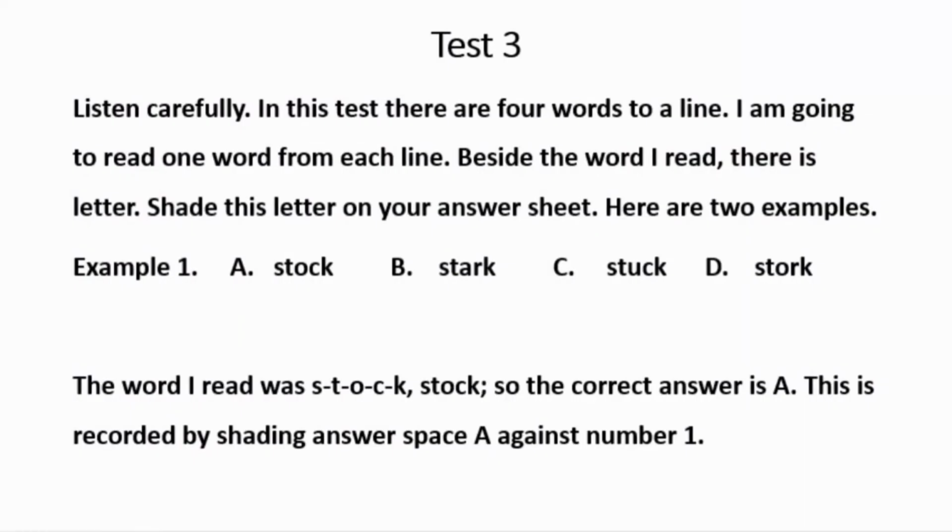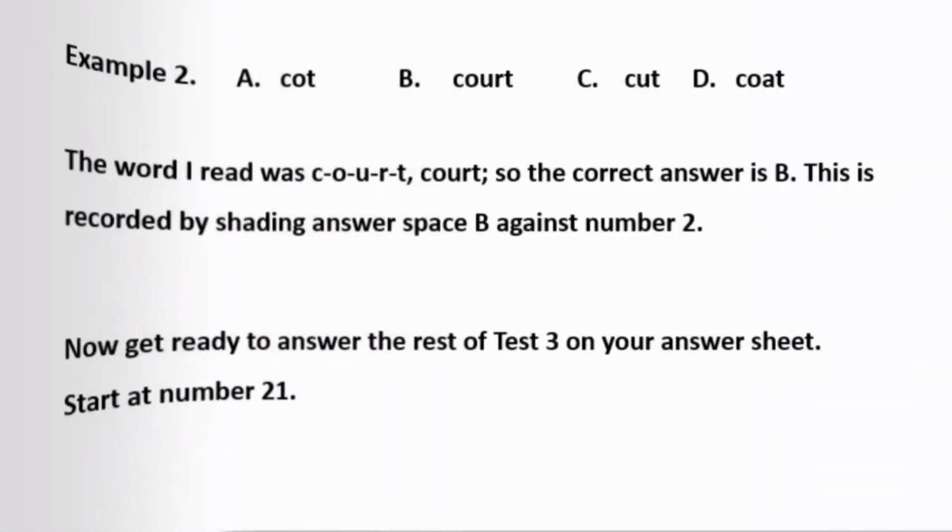Test 3. Listen carefully. In this test, there are 4 words to a line. I'm going to read one word from each line. Beside the word I read, there is a letter. Shade this letter in your answer sheet. Here are 2 examples. Example 1. Stock. The word I read was S-T-O-C-K, stock. So the correct answer is A. This is recorded by shading answer space A against number 1.